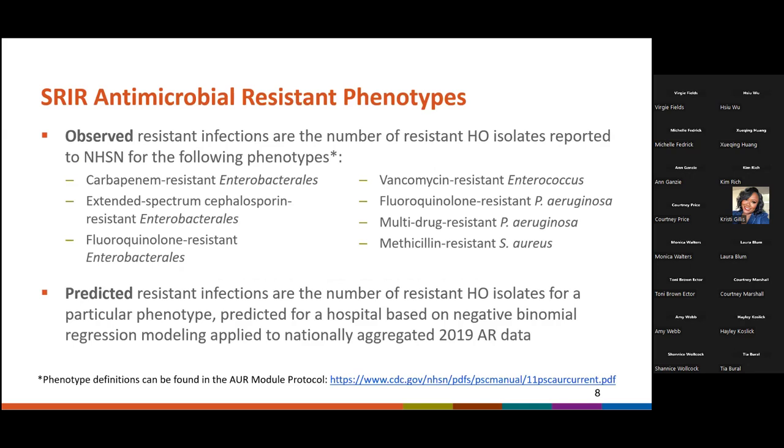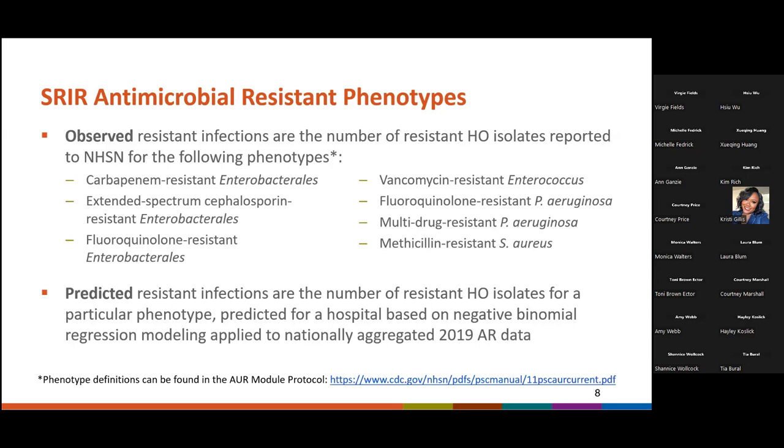Observed resistant infections are the number of resistant hospital onset isolates reported to NHSN for the following 7 phenotypes: carbapenem-resistant Enterobacterales, extended spectrum cephalosporin-resistant Enterobacterales, fluoroquinolone-resistant Enterobacterales, vancomycin-resistant Enterococcus, fluoroquinolone-resistant Pseudomonas aeruginosa, multi-drug-resistant Pseudomonas aeruginosa, and methicillin-resistant Staph aureus.